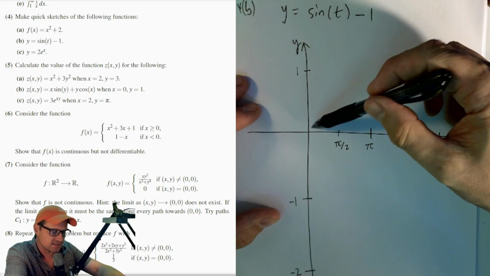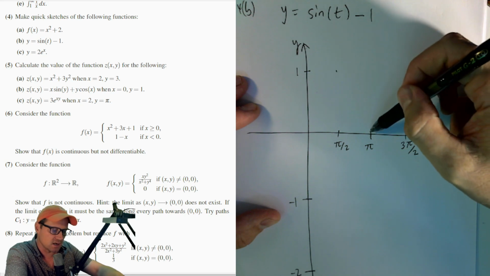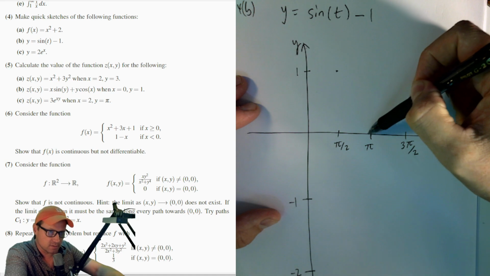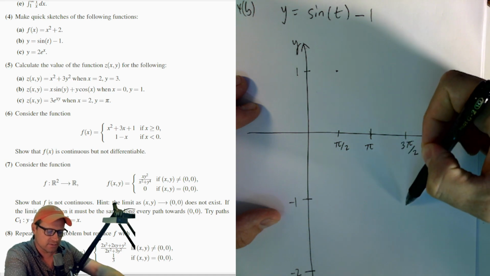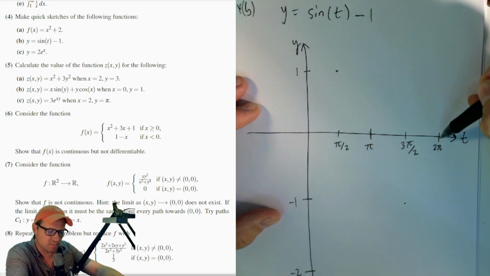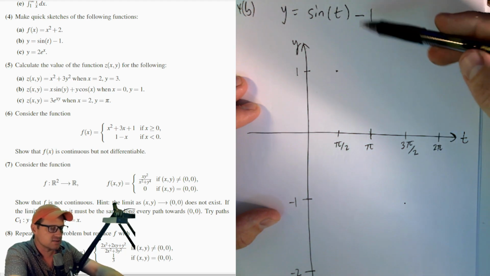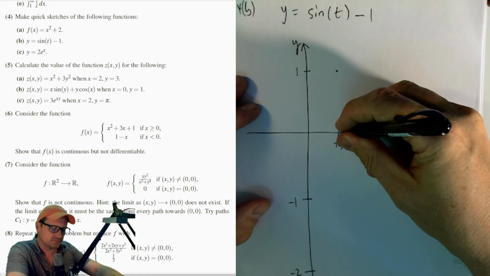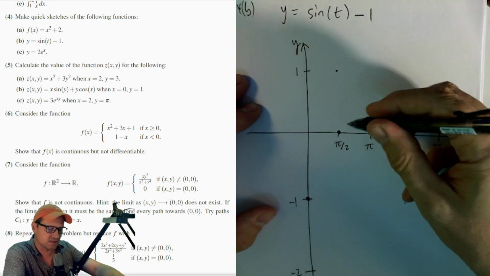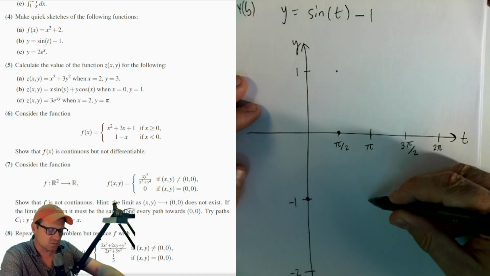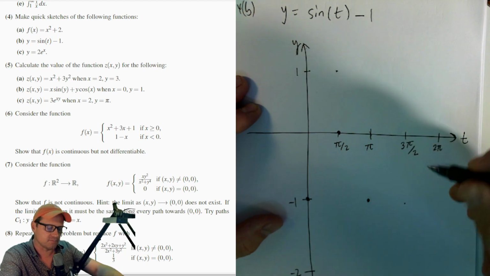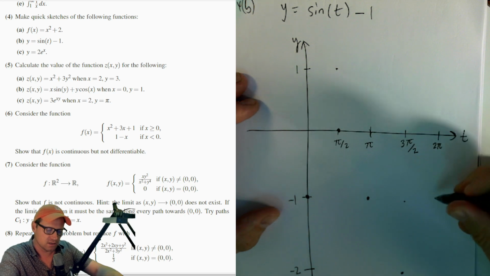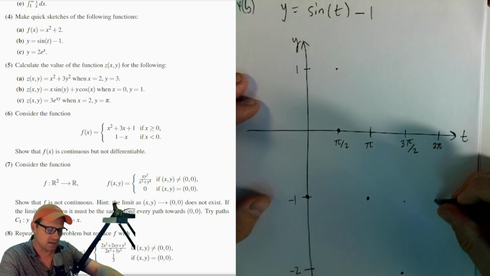Now if I were plotting sine, we would top out at pi on 2, at 1, and then we would meet the axis again at pi, and then at 3 pi on 2 we'd be at -1, and then back to 2 pi. But this is sine of t minus 1, so we've got to shift all of these down 1 unit. So we start here at -1, we come up to 0, and then we're back at -1 when t is pi. And then shift this down 1 unit down to -2. And then at 2 pi, we're back here at -1.